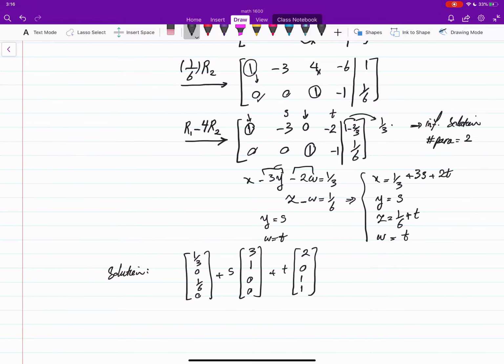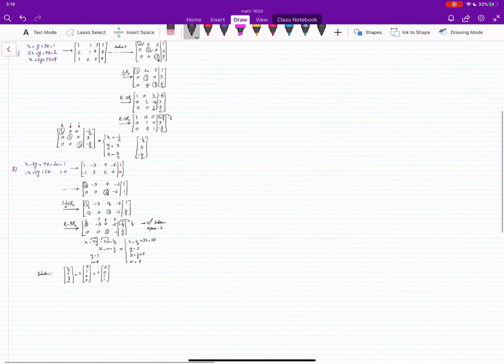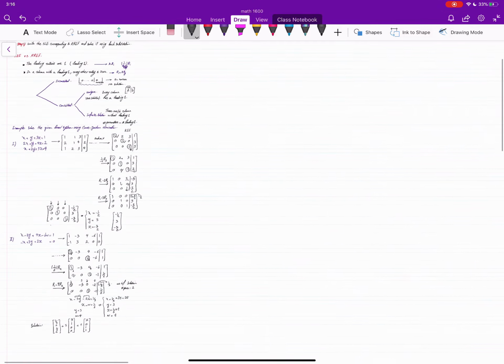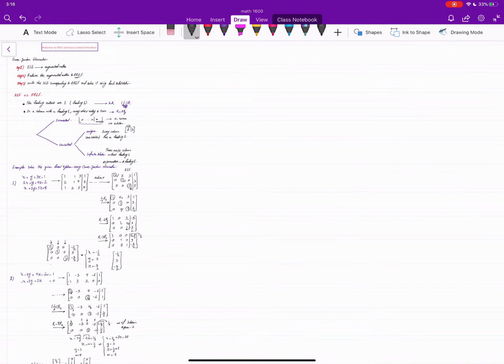Okay. So these were examples. Again, reduced row echelon form is what we reduce our augmented matrix to when we are doing the Gauss-Jordan elimination method. And the other things are pretty much the same, and you can use this method also to solve the given linear systems.